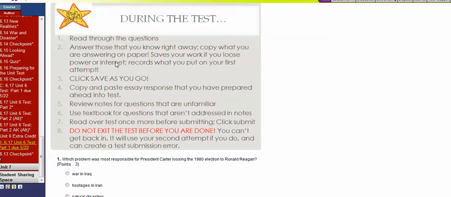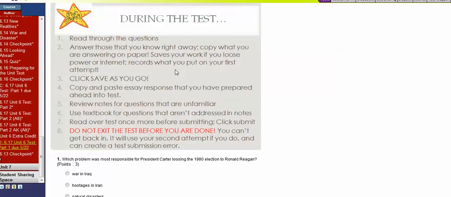Make sure that you do read through the questions, answer those that you know right away. Copy what you're answering on paper, which will save your work if you lose power or internet. It also records what you put on your first attempt of the test, so that if you do take it a second time to improve your grade, which you can, you know what not to answer a second time.